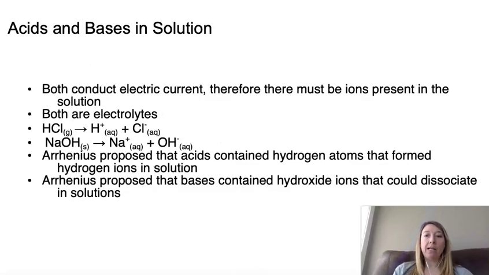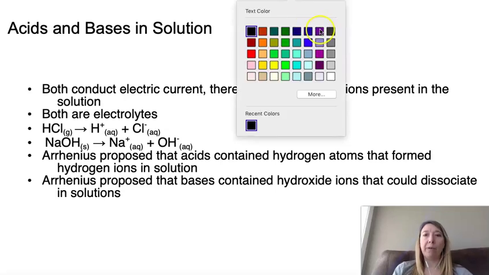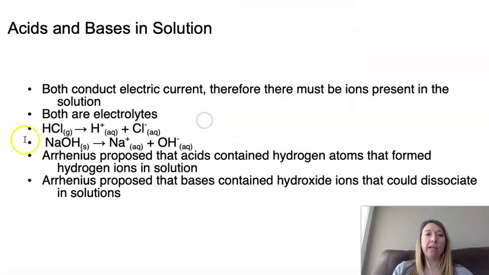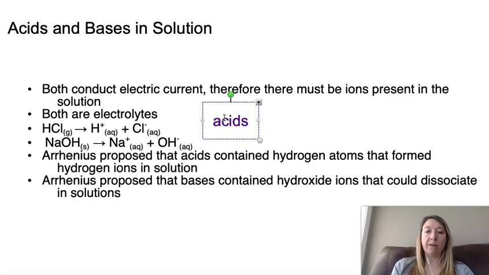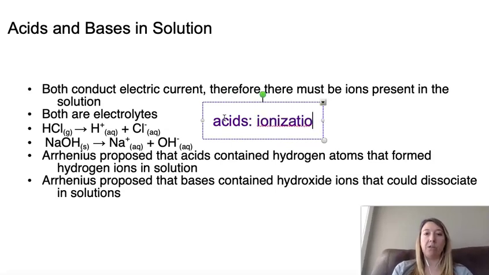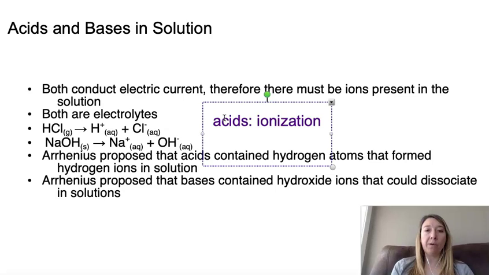So when it comes to acids and bases in solution, we already talked about this before, but both are going to conduct electricity. That's because they both have ions in that solution, and they are both electrolytes. When you think about the equations that we've written, we have 2 equations here. We have one for an acid and one for a base. Here we have HCl. That's our acid, and remember we talked about how acids undergo ionization. Then we have sodium hydroxide. That has that hydroxide, so it's a base.